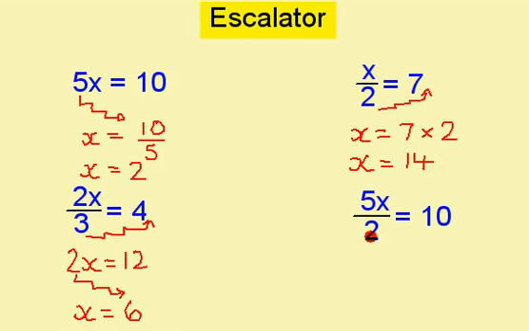Same on this one, we've got 2 escalators. So we're going to take the 2 up the escalator first of all, which leaves me with 5x. 10 times 2 is 20. Now for my second escalator, the 5 goes down. So I've got x equals 20 divided by 5, which is 4.